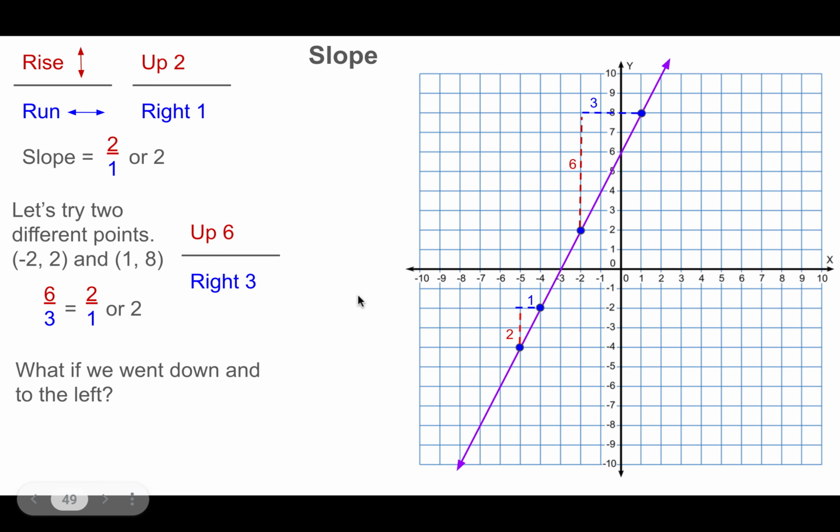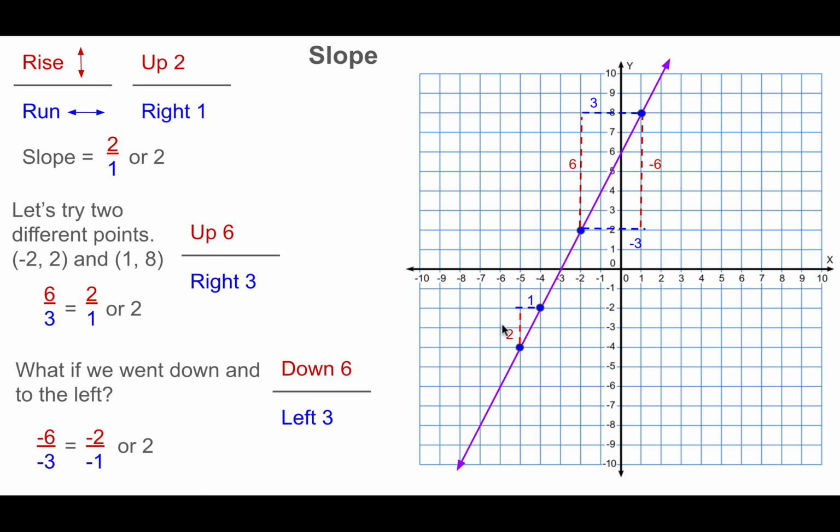But what if I decided to go down and to the left? So we'll start here again and we're going to go down. So I went down 6 and I went to the left 3. Now when I went down, I'm going toward the negatives and the left is also to the negatives. So it's negative 6 divided by negative 3, which we can simplify to negative 2 divided by negative 1, and a negative divided by a negative is a positive, so it's 2. So as you can see, the slope is the same for all of these because they're all on the same line, and it's a linear function, it's a straight line. So it doesn't matter which 2 points you choose, you'll always get the slope of 2.